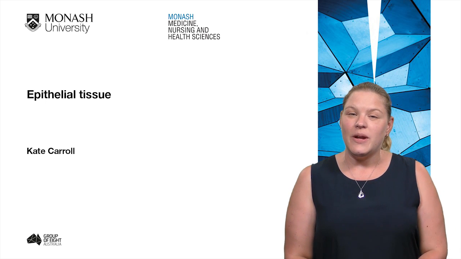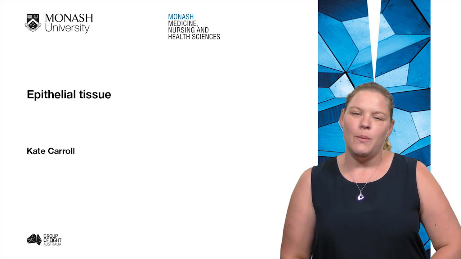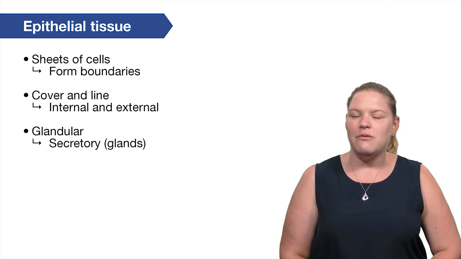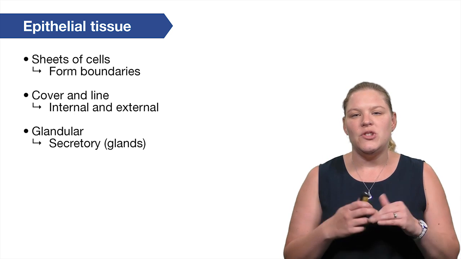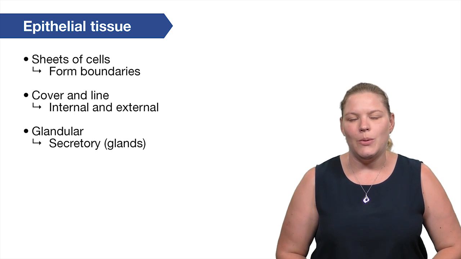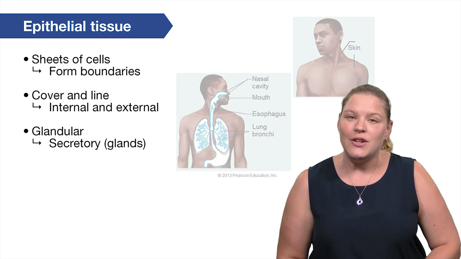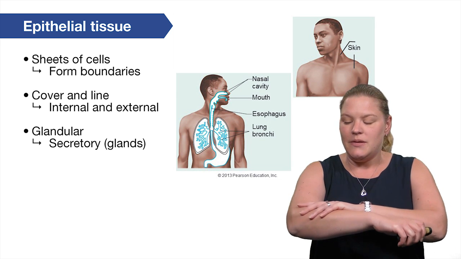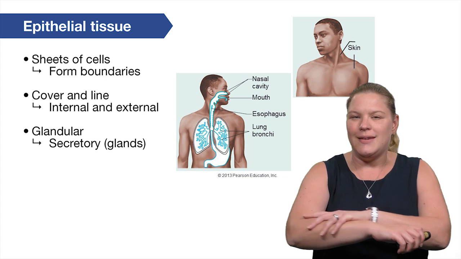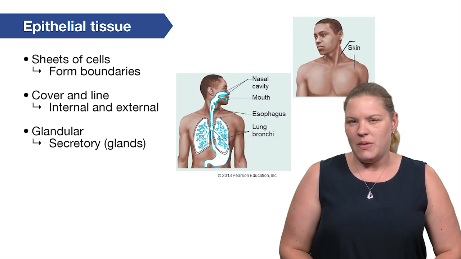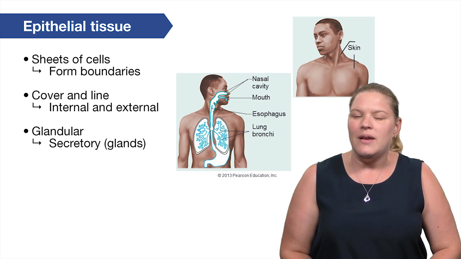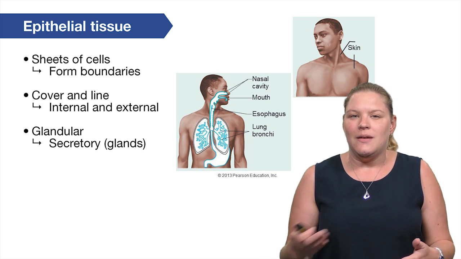Epithelial tissue is one of the 4 main tissue types in the body, and the cells are arranged so that they form sheets which form boundaries around the body, whether internal or external. So we have epithelial tissue covering and lining our skin, so it's got a covering and lining function there. And we also have epithelial tissue lining our passageways. It's a bit of a connection from the outside to the inside.